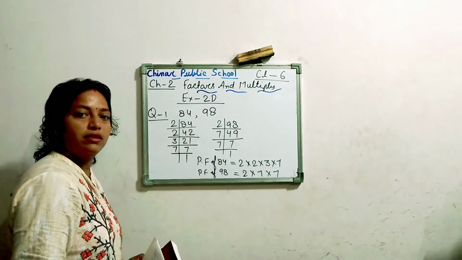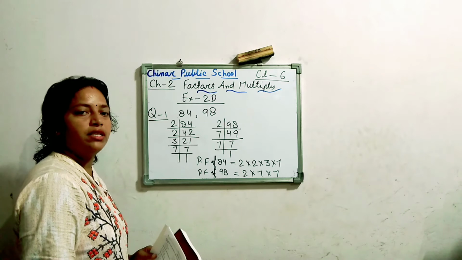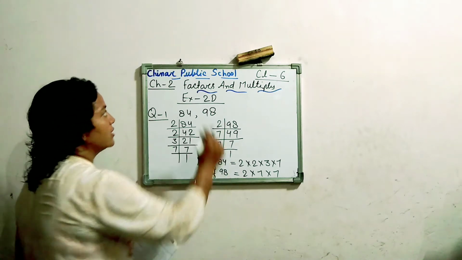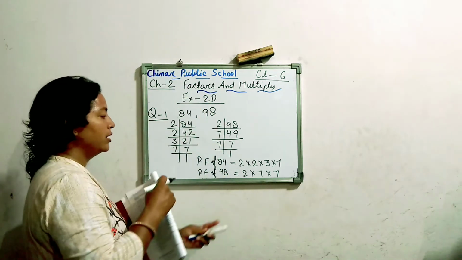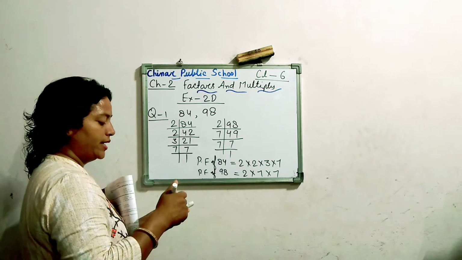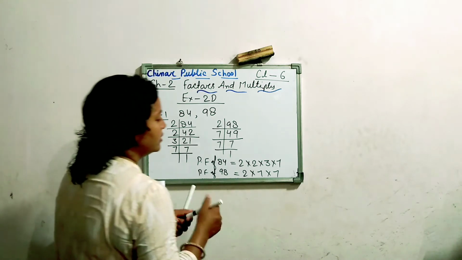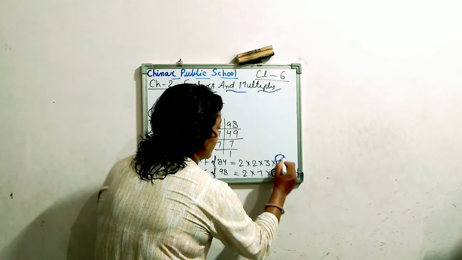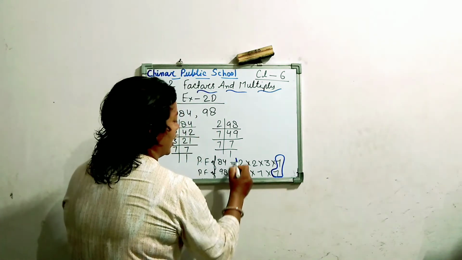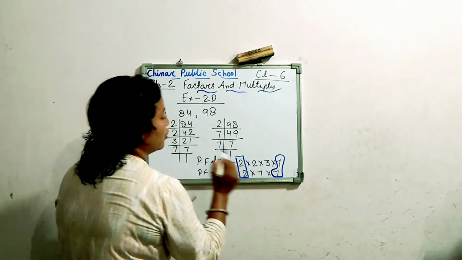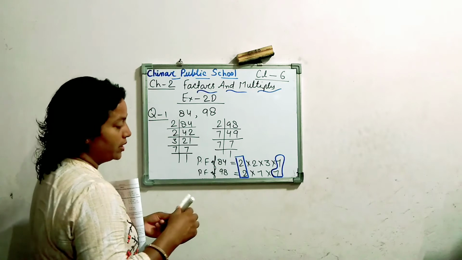Prime factors is over. Now after that, common factors. What is the common factor here? Just look at it very carefully and tell me what the common factors are. So we are observing this 7 is common here and this 2 is also common. Any other thing is common?